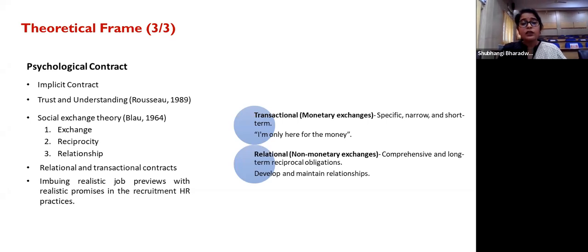So according to the branding concept, when employees enter an organization, they are promised a positive and unique employment experience. And if it is provided throughout the employment cycle, that leads to fulfillment of the psychological contract, which could enhance their decisions to remain for a longer period of time in the organization. So according to this theory, there is a need to infuse realistic job previews with realistic promises in the recruitment human resource practices.